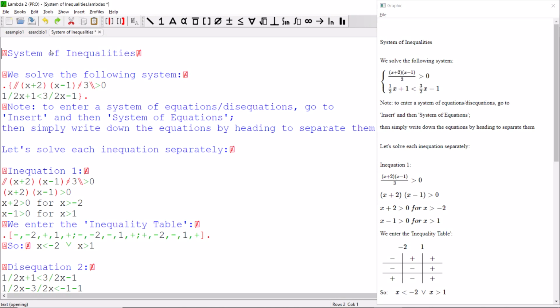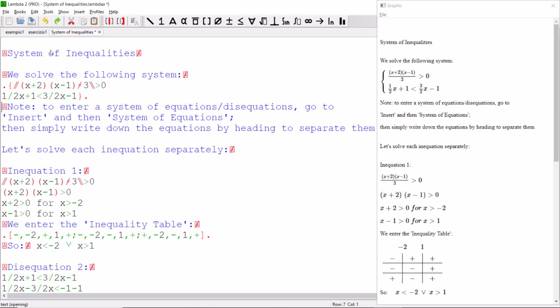System of inequalities. We solve the following system: (x+2)(x−1)/3 > 0, and 1/2 x + 1 < 3/2 x − 1.